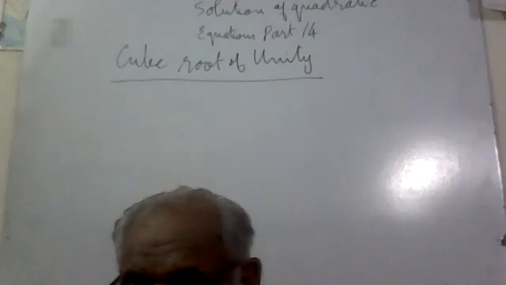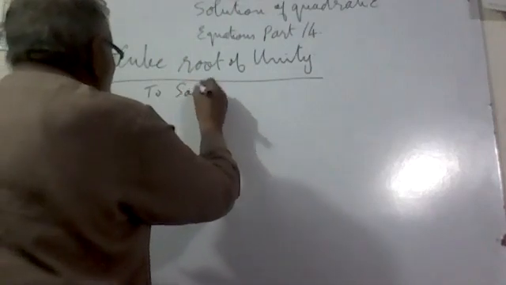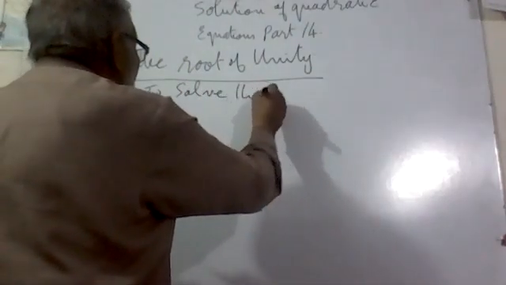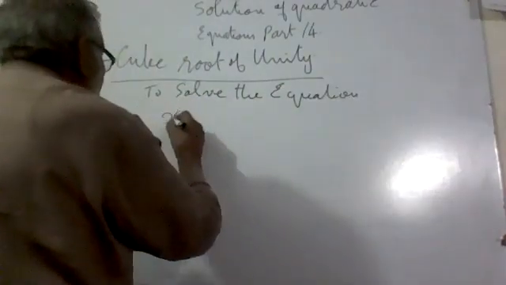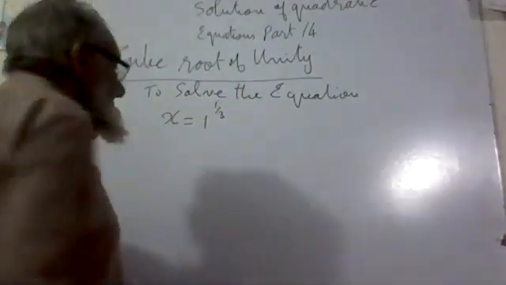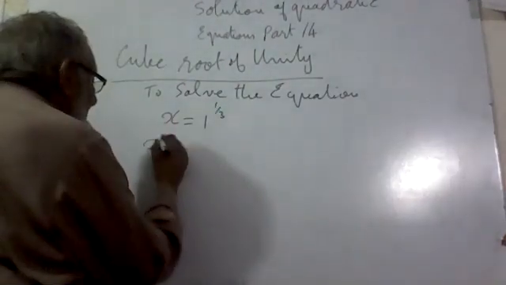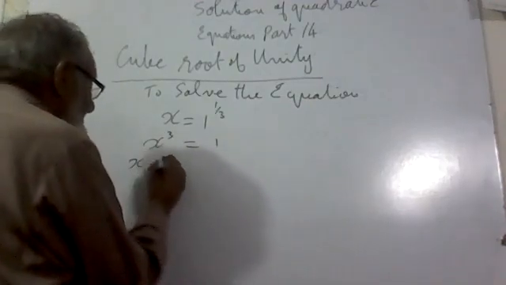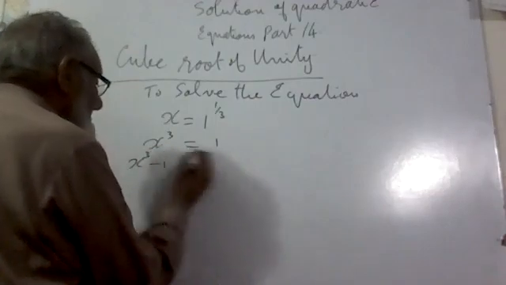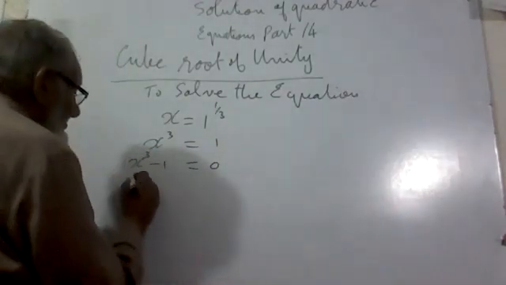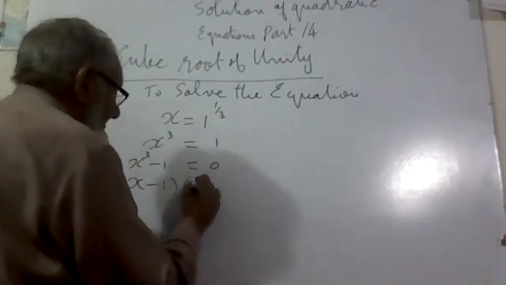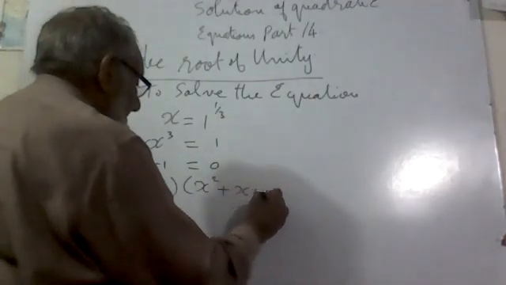क्यूब रूट ऑफ यूनिटी का मतलब ये है कि we are to solve this equation x is equal to 1 raised to 1 over 3. To solve the equation x is equal to 1 raised to 1 over 3, cube both sides, we get x cube is equal to 1, or x cube minus 1 is equal to 0. Factoring, we get x minus 1 into x square plus x plus 1 equal to 0.